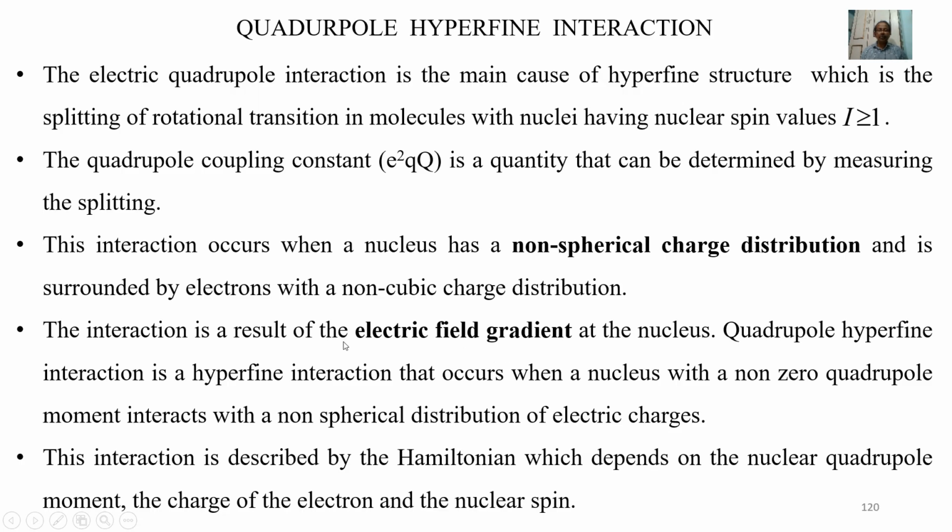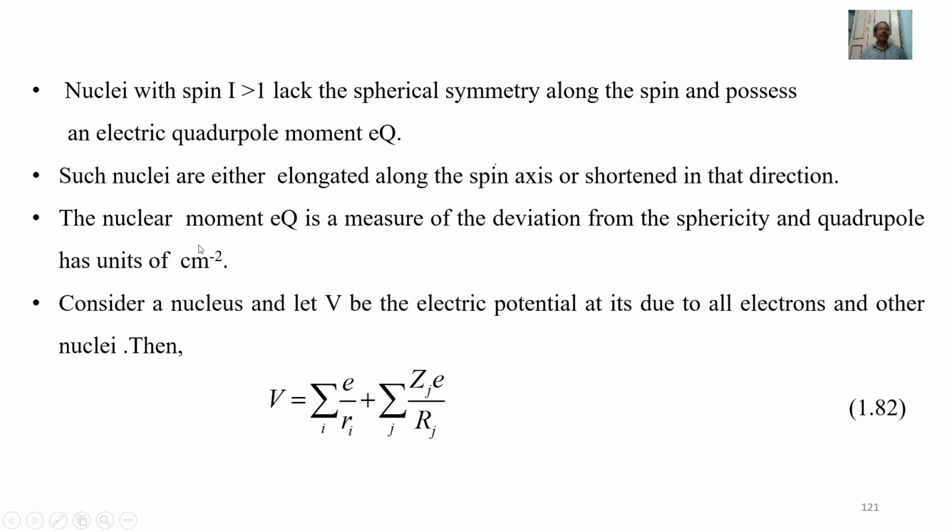Quadrupole hyperfine interaction is a hyperfine interaction that occurs when a nucleus with a non-zero quadrupole moment interacts with a non-spherical distribution of electric charges. This interaction is described by the Hamiltonian, which depends on the nuclear quadrupole moment, the charge of the electron, and the nuclear spin. Nuclei with a spin I greater than 1 lack spherical symmetry along the spin and possess an electric quadrupole moment eQ. Such nuclei are either elongated along the spin axis or shortened in that direction. One is prolate, another one is oblate.